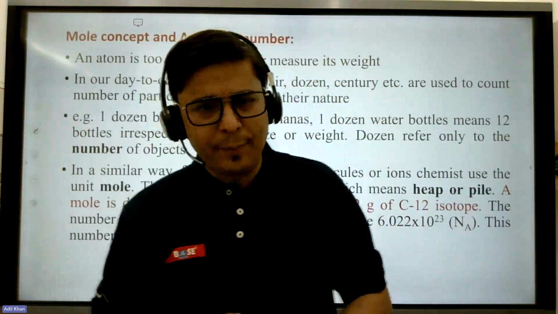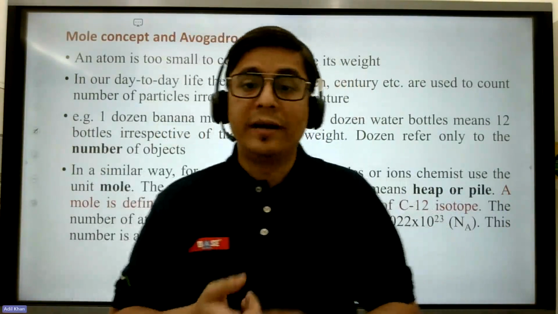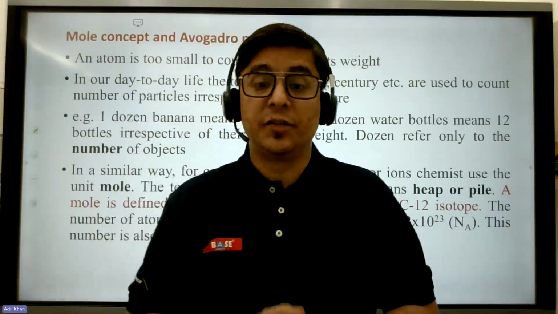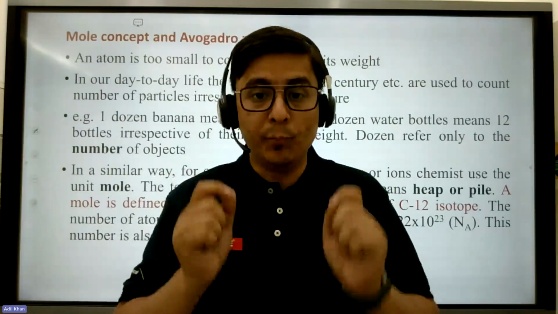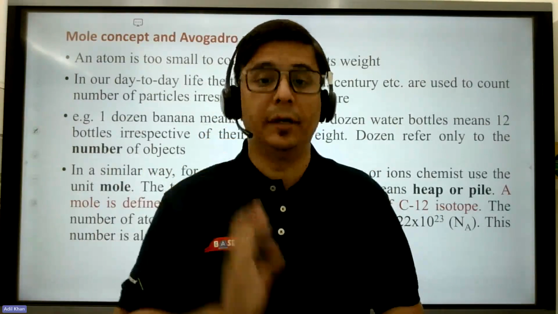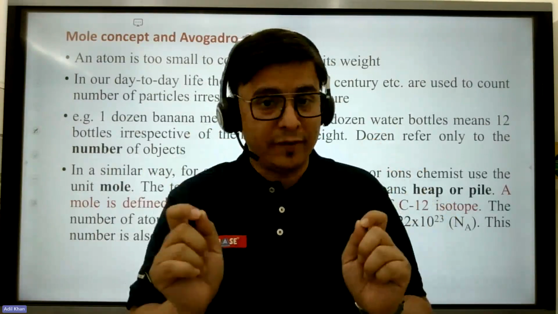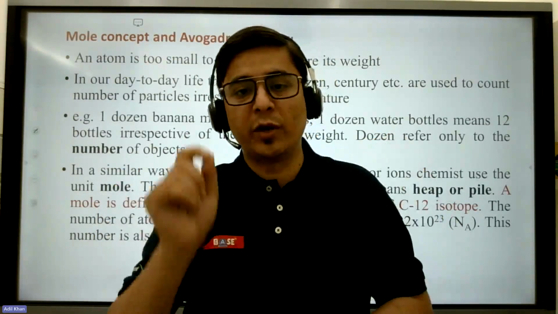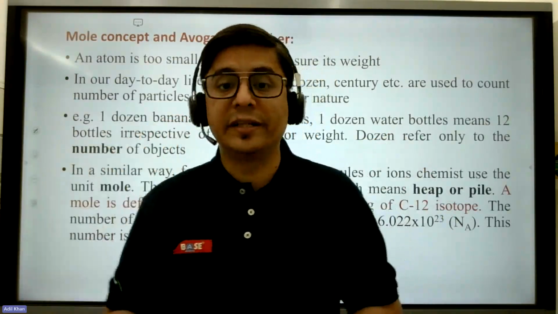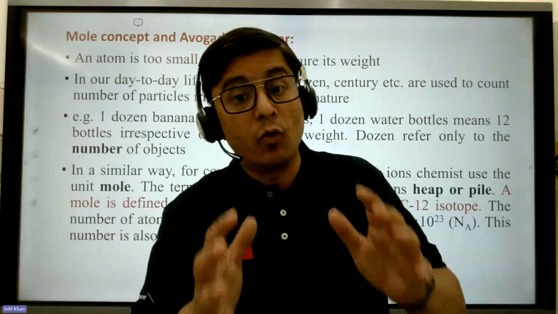So since 1 couple means 2, 1 dozen means 12, century means 100, in chemistry, mole means a specific number. For example, 1 dozen means 12. The 12 is a number. Similarly, 1 mole means 6.022 into 10 to the power 23, and this number is known as Avogadro number.